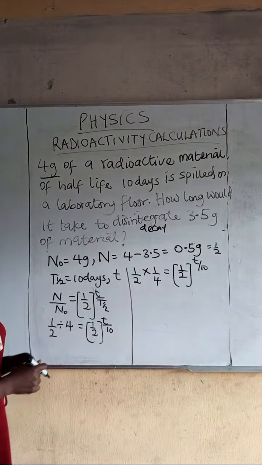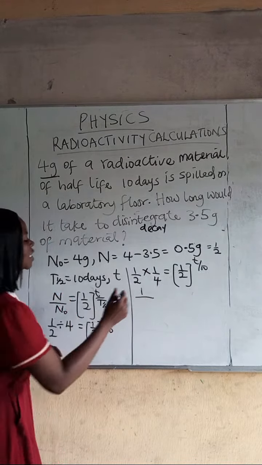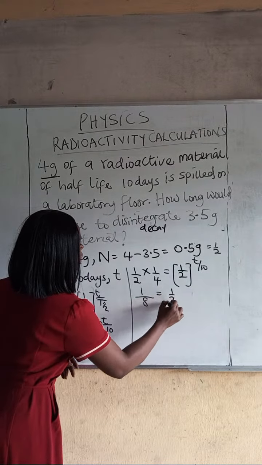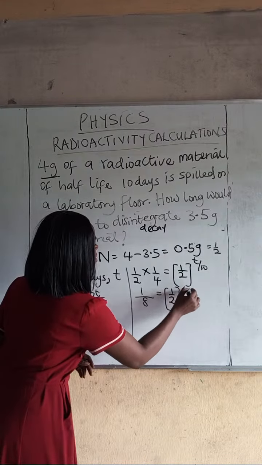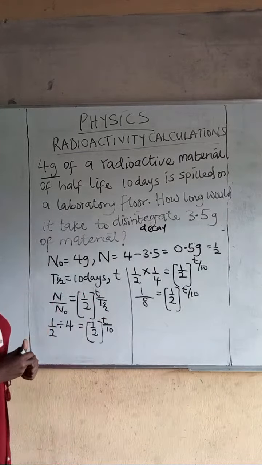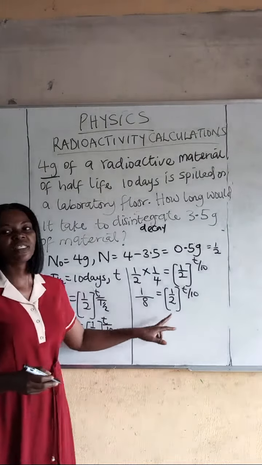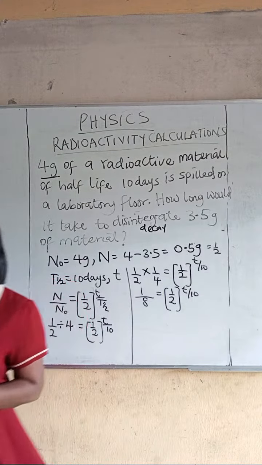Do we understand? 1 times 1 is 1. 2 times 4 is 8. Now this is equal to 1 over 2 raised to the power of T over 10. Now what I'm going to do next, I want to make this be in the same form like this.